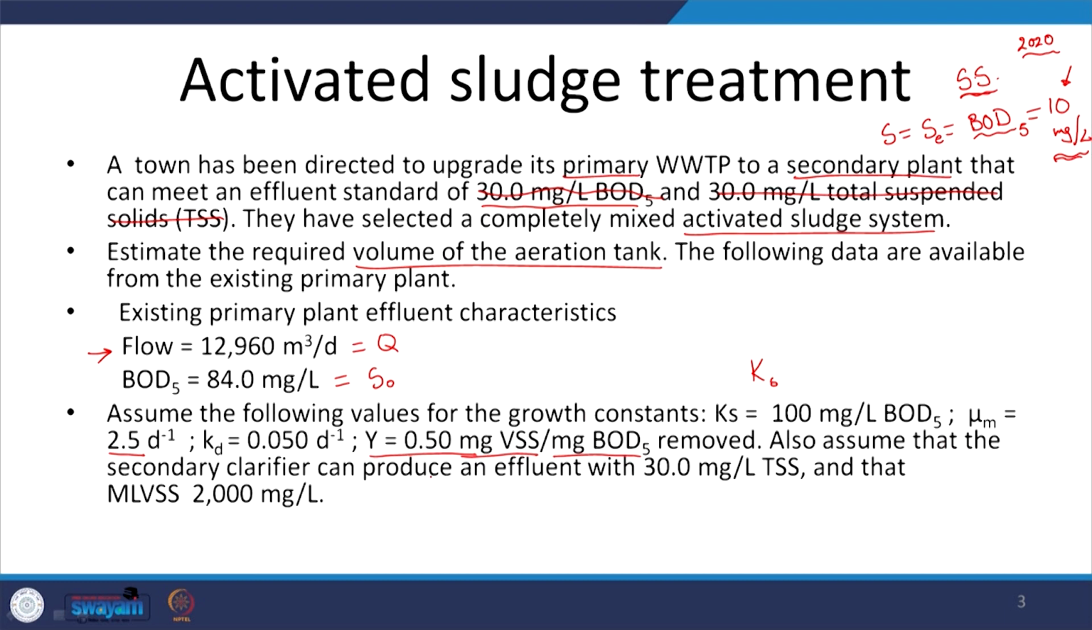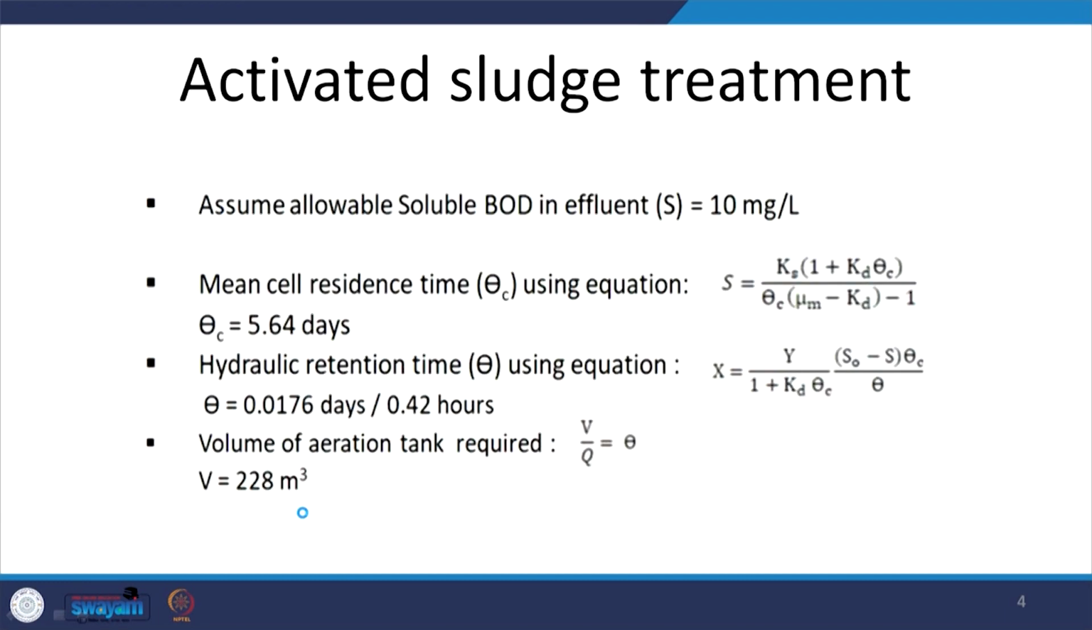Assume that the secondary clarifier can produce an effluent with, okay, this we will not look at or consider for now, and that the MLVSS, mixed liquor volatile suspended solids, is 2000 milligram per liter. So, let us look at the relevant approach. At the end of the day, I need to be able to calculate volume. Volume is theta times Q. I believe in that question I should have also asked to calculate theta C. So, obviously, in this question I want to calculate theta C and volume.